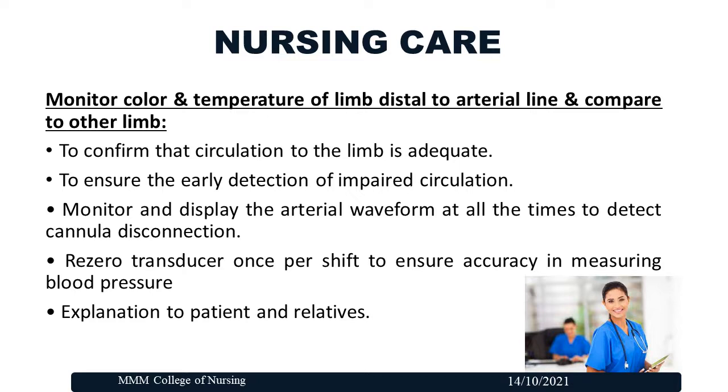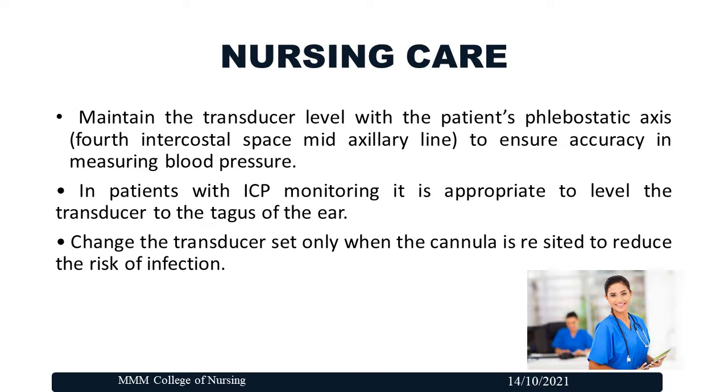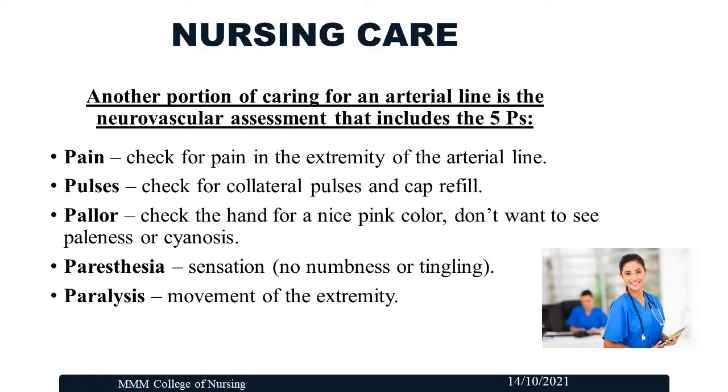Explain to the patient and relatives about the patient's condition and when you are starting the arterial line. Maintain the transducer level with the patient's phlebostatic axis to ensure accuracy in measuring blood pressure. In patients with ICP monitoring, it is appropriate to level the transducer to the tragus of the ear. Change the transducer set only when the cannula is resited, to reduce the risk of infection. These are all the important nursing care measures.